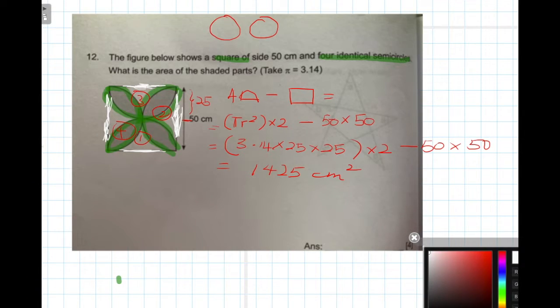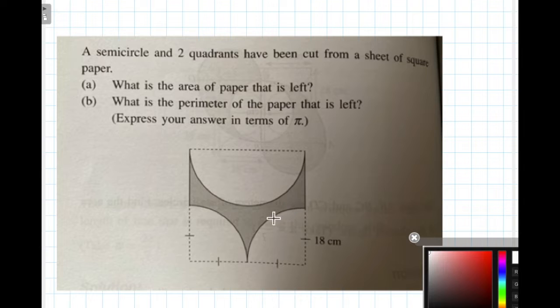Okay, let's go on to the next question. This question is easier, right? It's something that you are actually very familiar with. What is the area of the paper left? So if you see like that, what is the paper left? The paper left is this portion here, right? Correct or not? So this is very similar to the video that I actually shared with you.